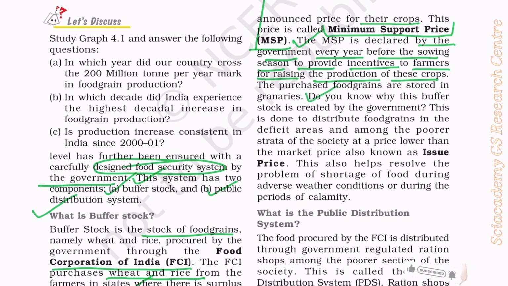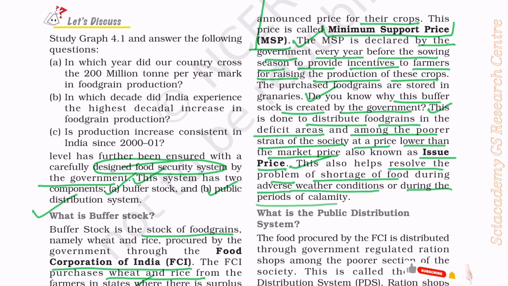Do you know why this buffer stock is created by the government? This is done to distribute food grains in the deficit areas and among the poorer strata of the society at a price lower than the market price, also known as the issue price. This also helps resolve the problem of shortage of food during adverse weather conditions or during periods of calamity.